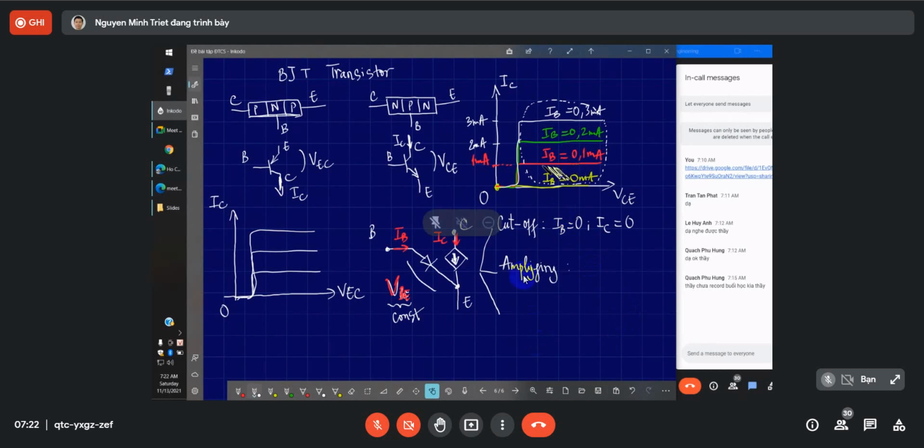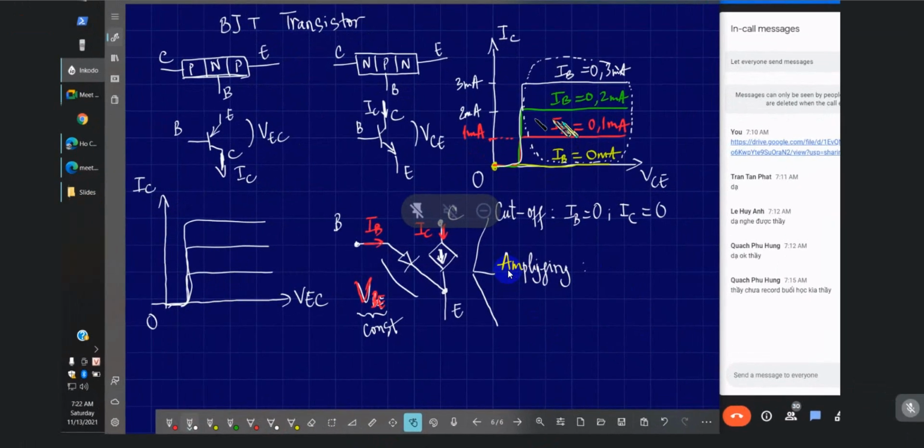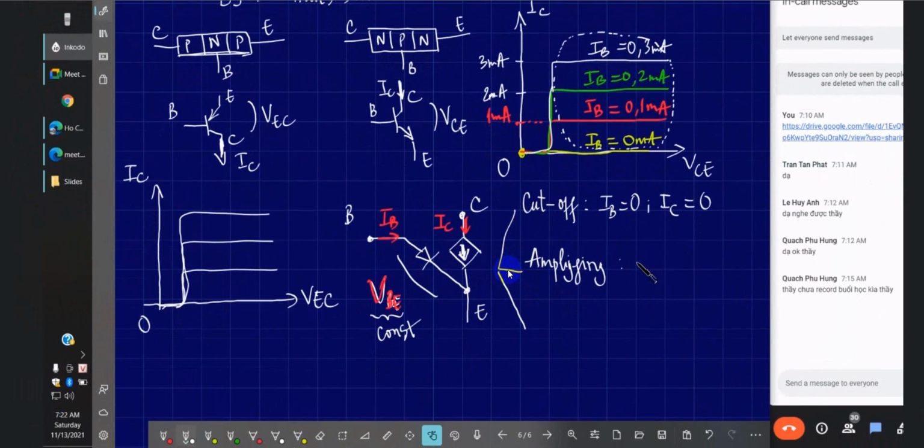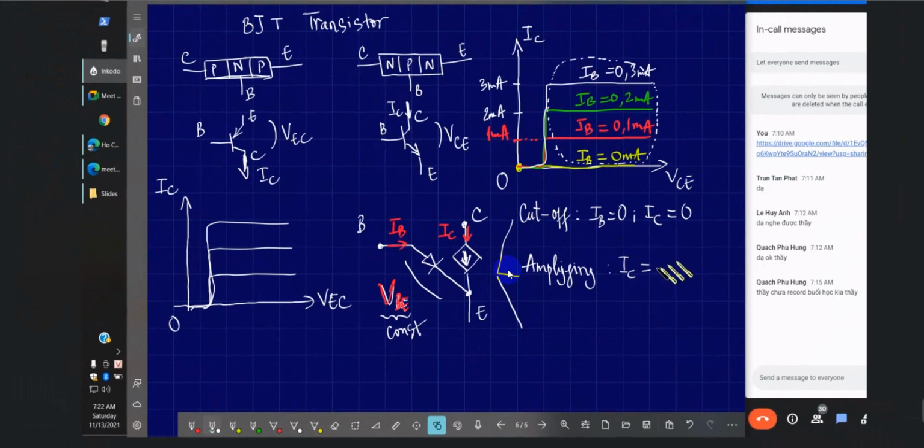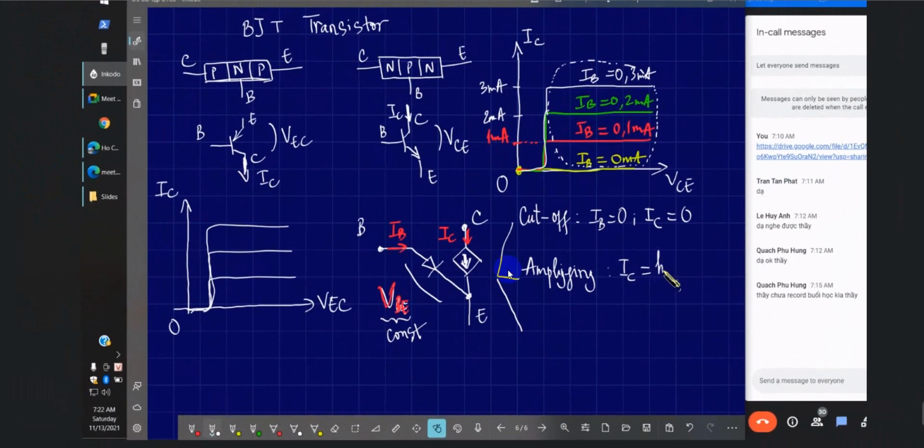We got the relationship between the IB and the IC, right? So IC is some constant, which we call HFE, multiplied with IB. Okay, so that is the relationship between these. And what is the HFE? Another parameter, another constant. Let's say the constant, and we read it on the data sheet of the transistor.